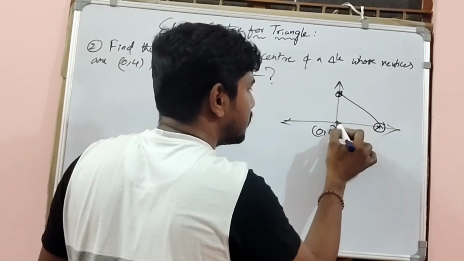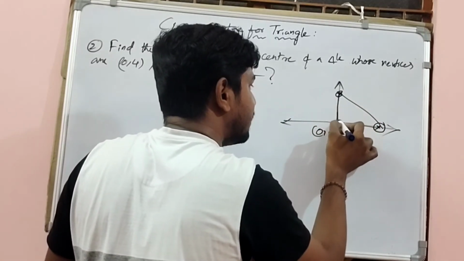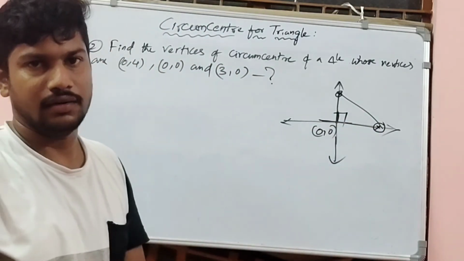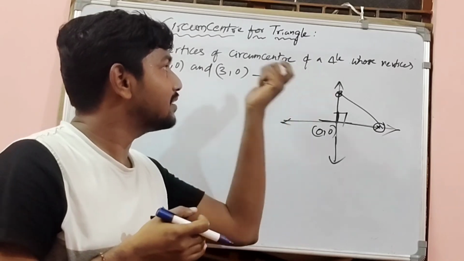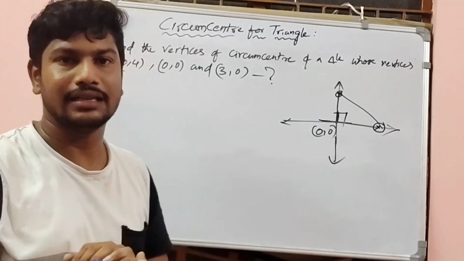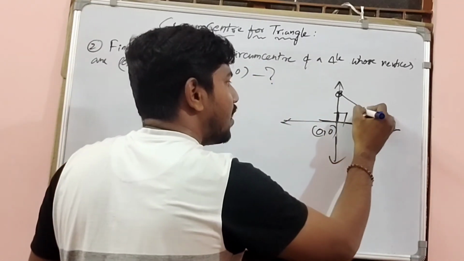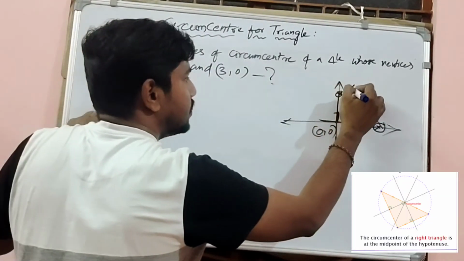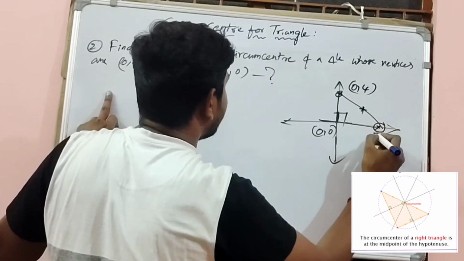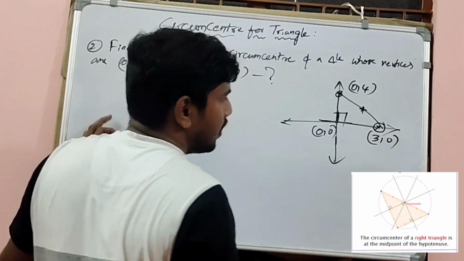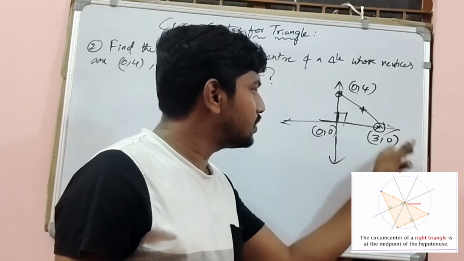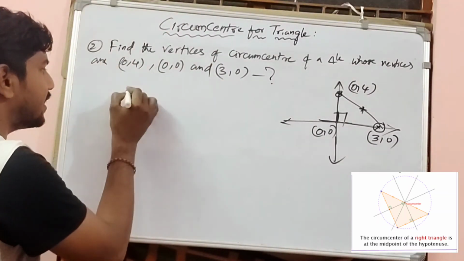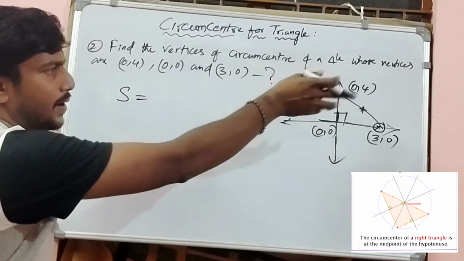So join all these, we can clearly say that these will be mutually perpendicular lines. Definitely it will be a right angle triangle. We discussed that the circumcenter in a right angle triangle always lies at the midpoint of the hypotenuse. So the points 0, 4 is here, and next 3, 0 here. If I find the midpoint of this line, definitely we can say that is the circumcenter. So the circumcenter, indicated with capital S, will be the midpoint.